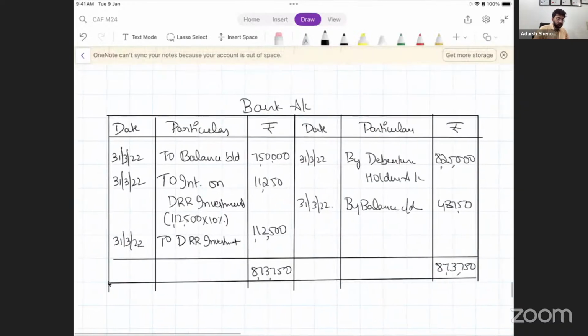So, done. So it's not difficult. What is difficult about it? Only thing is lots of ledgers to be done.